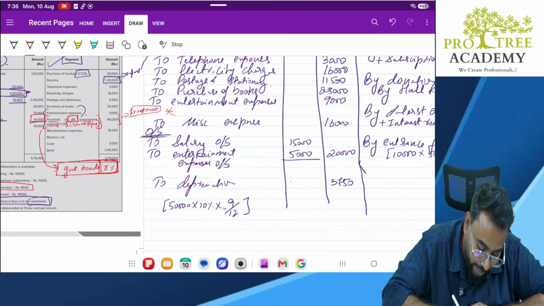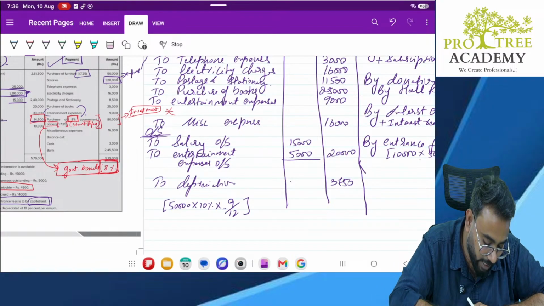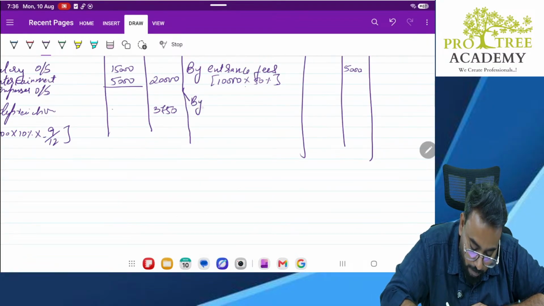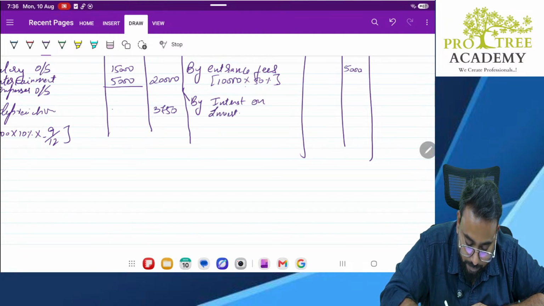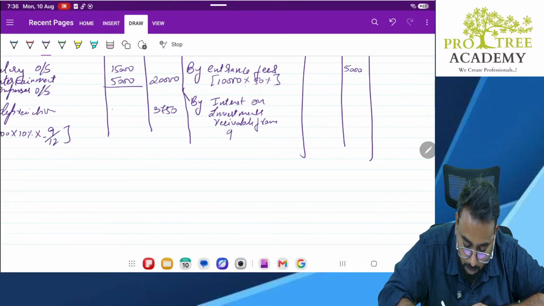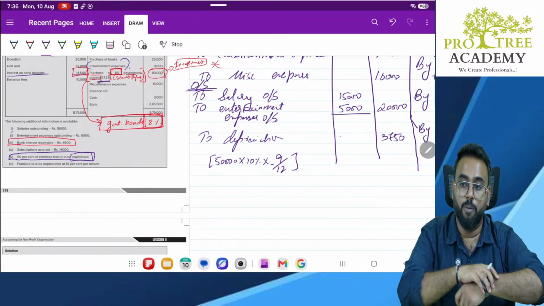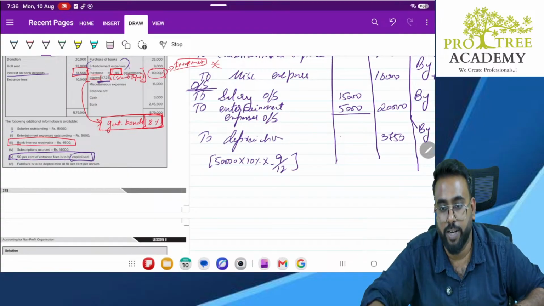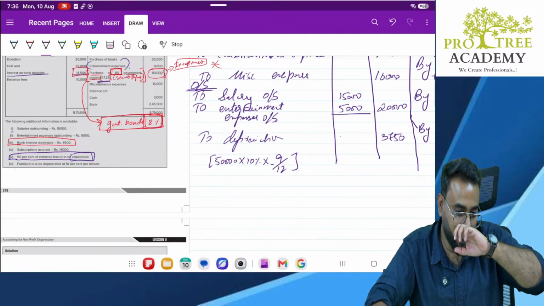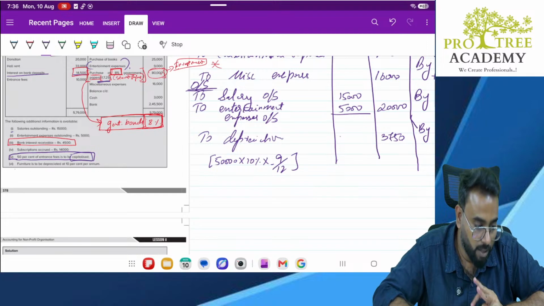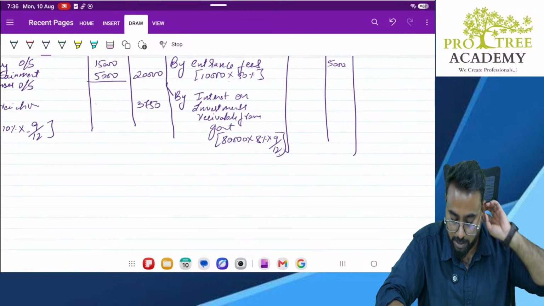Now, how much is the value? 8%. 8% on what? 80,000. So, should we not get the interest income from the government? Yes. So, interest on investments receivable from government. So how much is it? 80,000 into 8% into 9/12. Sir, why 9/12? Investment was done on 1 July. So from the day you have taken, from that day they will give you return. They will give you return only from the day you have purchased it. Correct or no? So that will be 80,000 into 8% into 9/12.